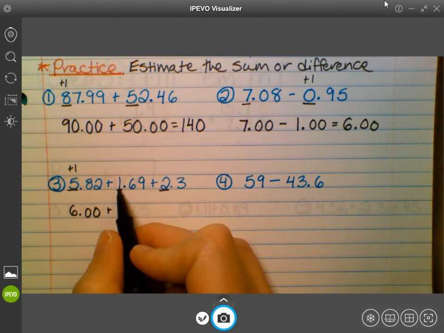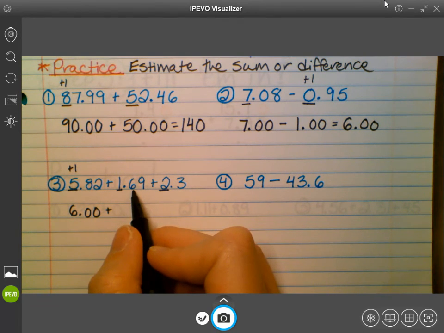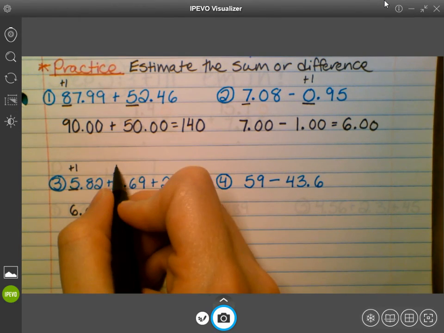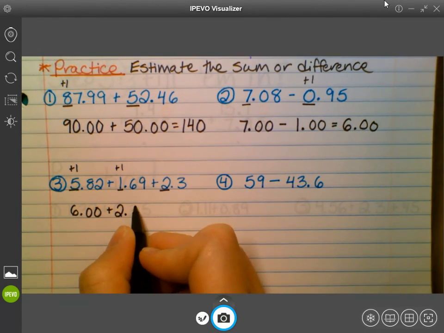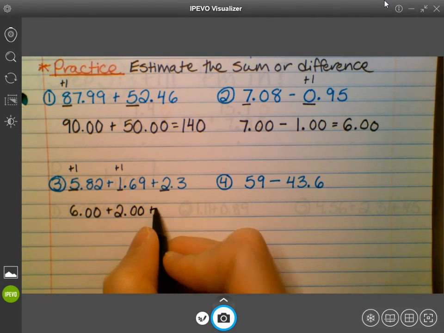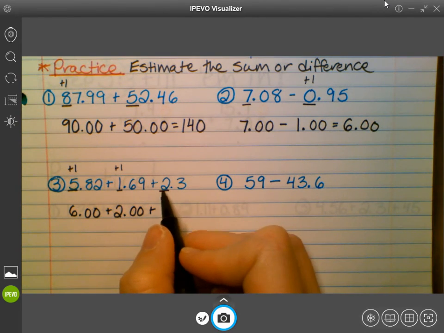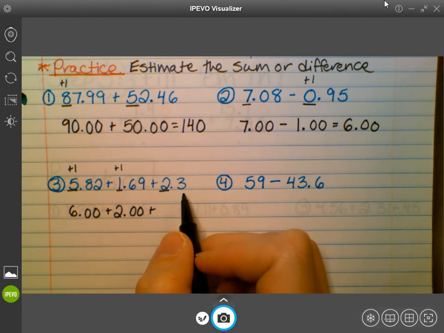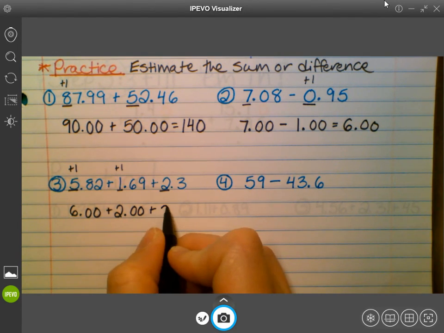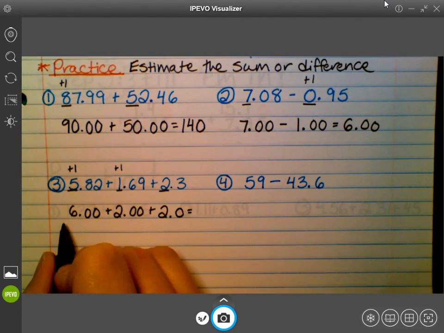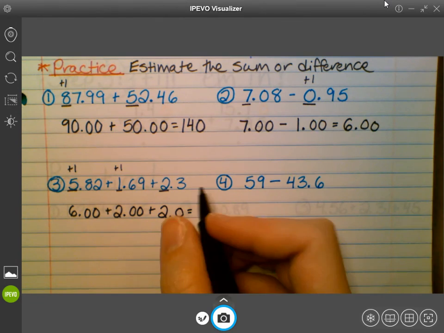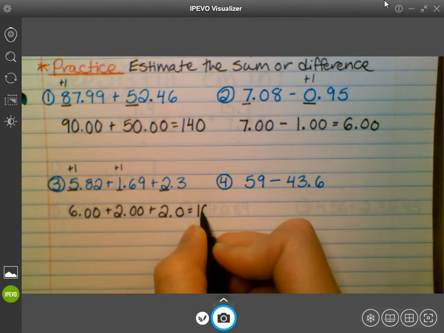Plus, then we move on to our second number. I've underlined the 1. I look next door. There is a 6. That's 5 or larger, so I add 1 more. 1 plus 1 is 2. Everything after it becomes zeros. Plus, my third number, I have a 2. I look next door. That's a 3. So that is less than 5. So my 2 stays the same. But still, everything after it becomes a 0. So now we have 6 plus 2 plus 2, which gets me 10.